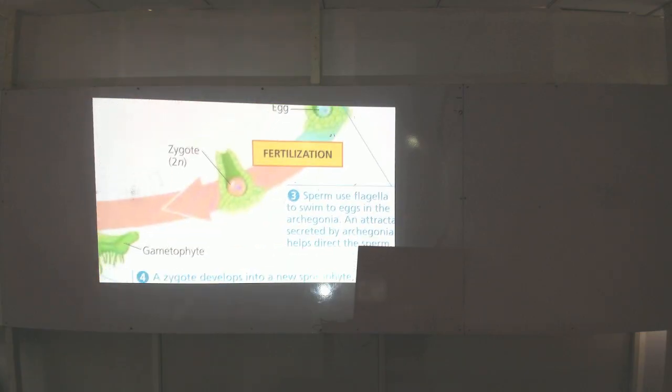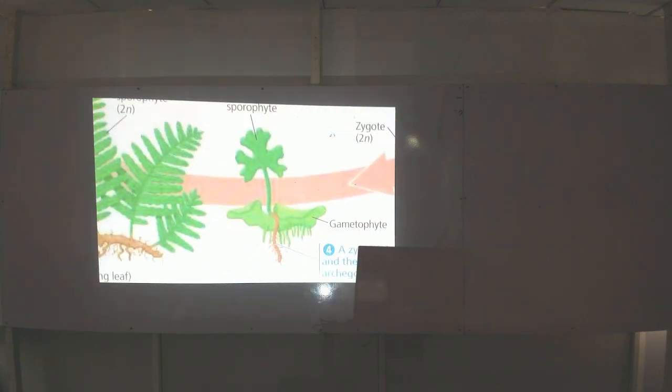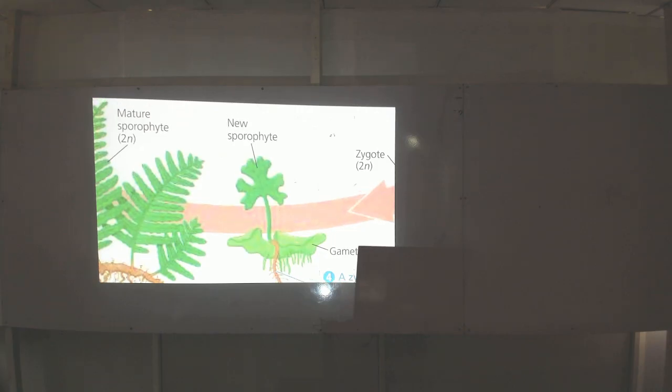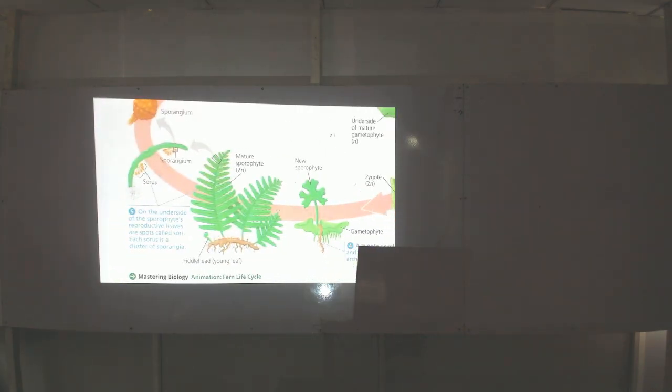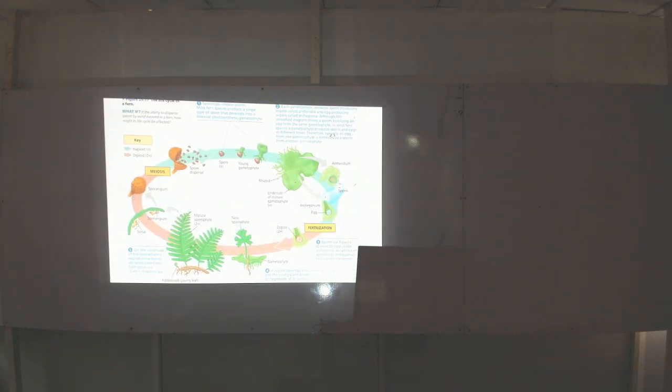They fertilize. You get a zygote, and you can see the gametophyte is nourishing the new sporophyte that is arising from the gametophyte. Nephrolepis. Okay, very commonly questioned life cycle as an essay.